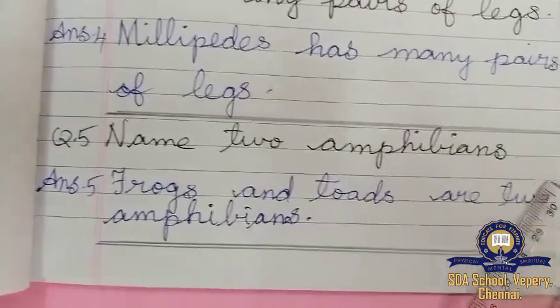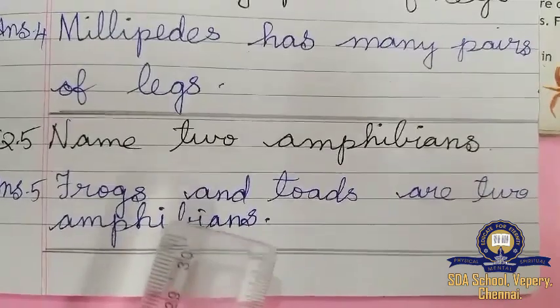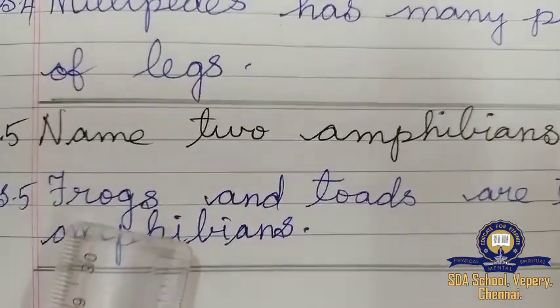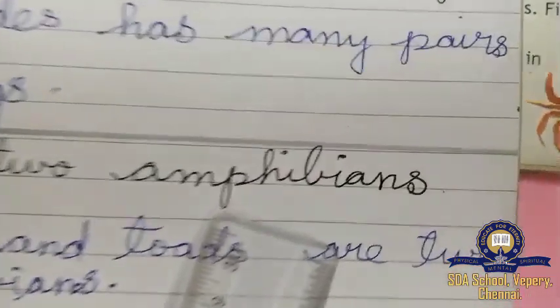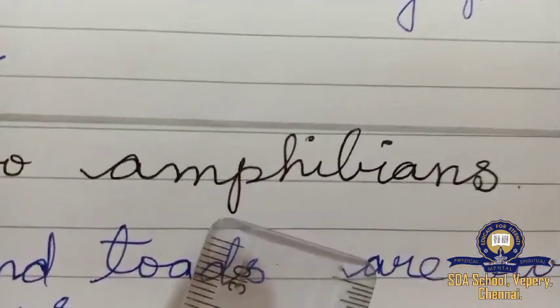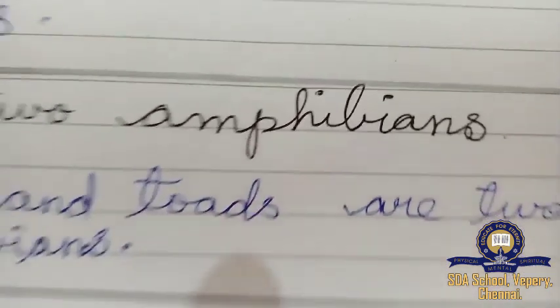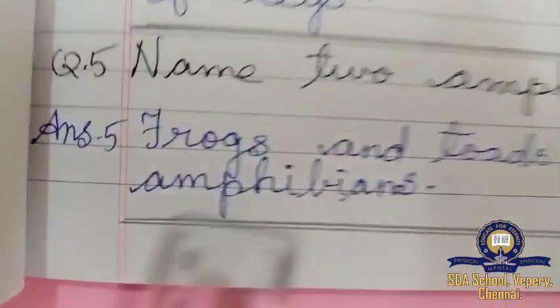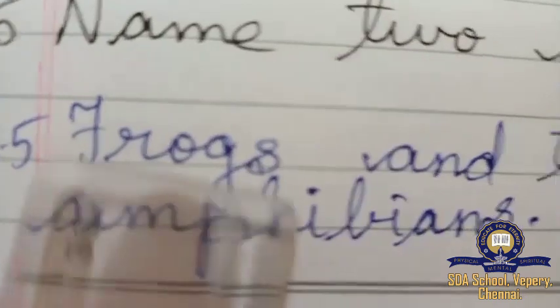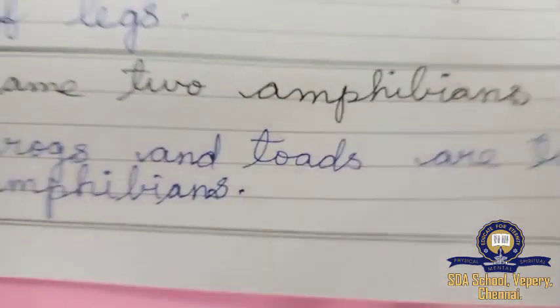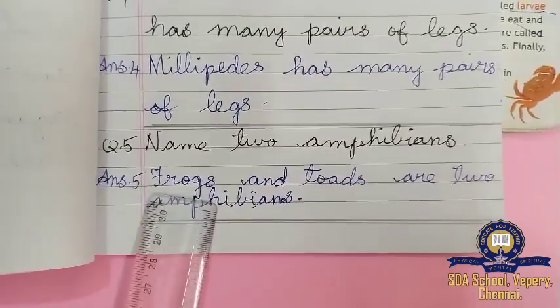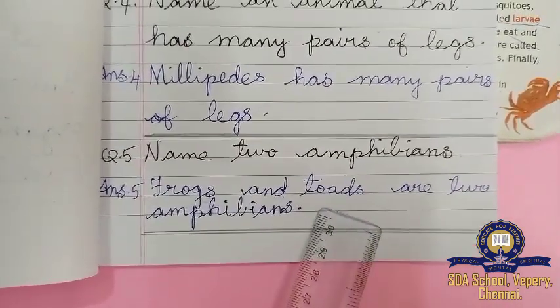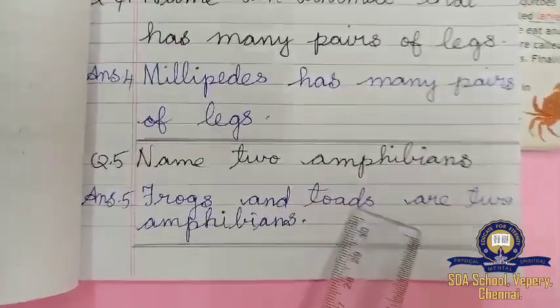Next question. Name two amphibians. Frogs and toads. What do amphibians mean? They can live both on land as well as in water. So frogs and toads are examples of amphibians.